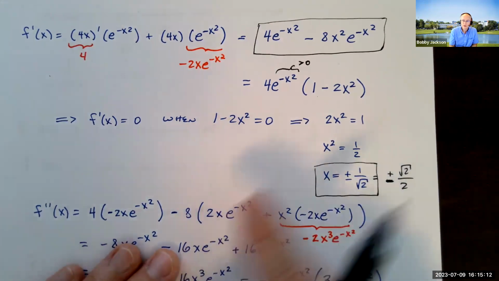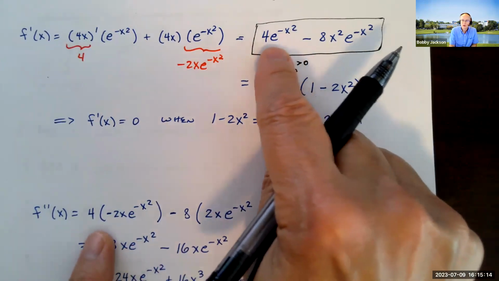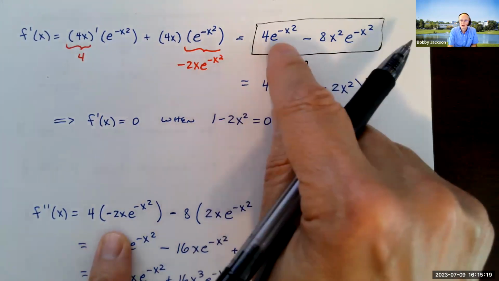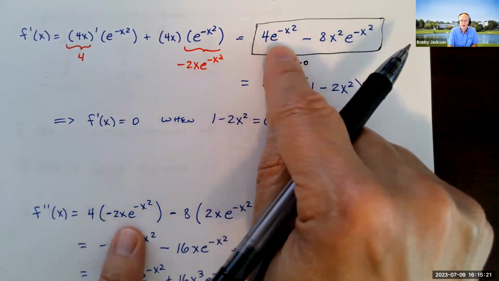Okay, second derivative. I'm going to take the derivative of this function here. So 4 is a constant multiple. What's the derivative of e to the negative x squared? We just did that here. It's negative 2x e to the negative x squared.